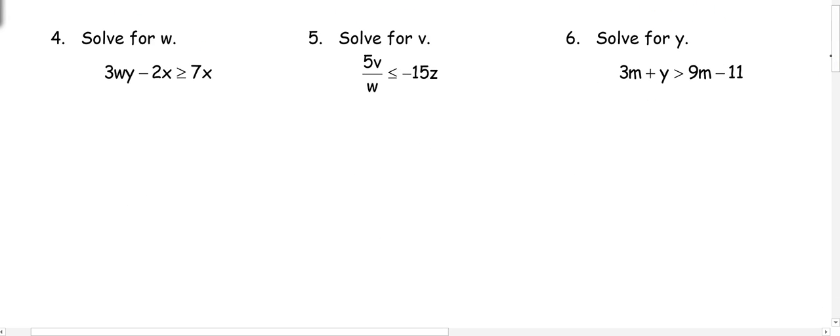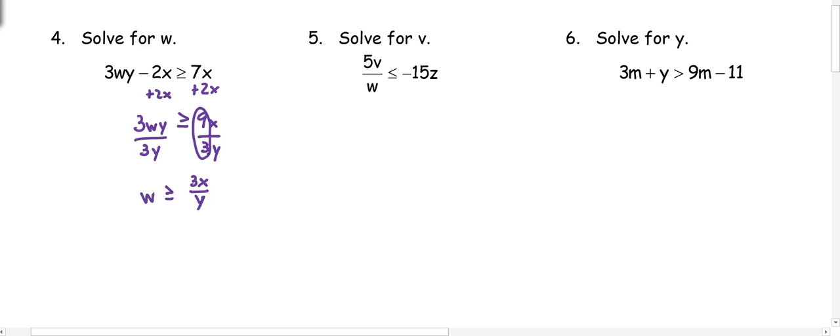Number four, solve for w. First we're going to add 2x to both sides. Notice that 7x and 2x are like terms, so they can combine together. So we get 3wy is greater than or equal to 9x. Then in order to get w by itself, we're going to divide by 3y on both sides. Our numbers can reduce, so we get w is greater than or equal to 3x over y, because I'm able to divide these two numbers.